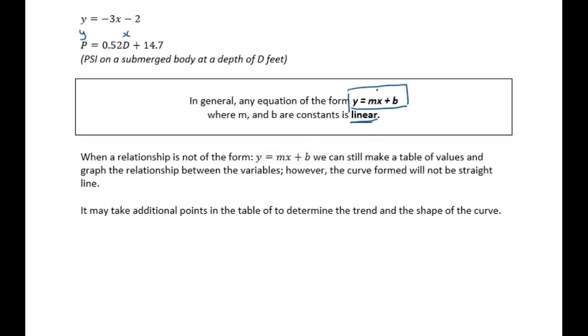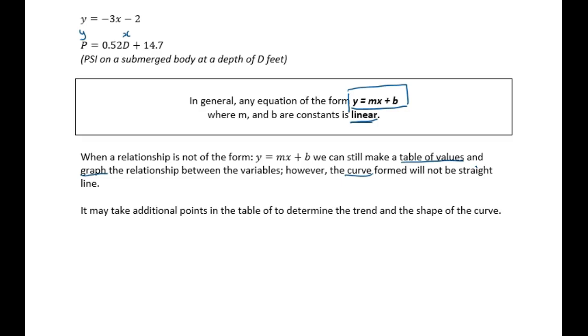So if it's not of this form or doesn't look like that relationship, we can still do the same strategy. We can create a table of values. We can graph it on our Cartesian plane, but we might get a different type of shape. So it'll be some kind of curve, not a straight line.